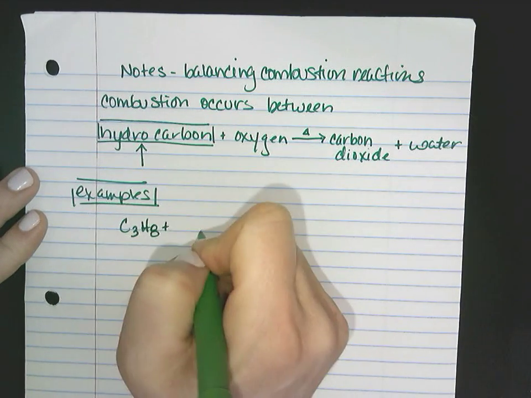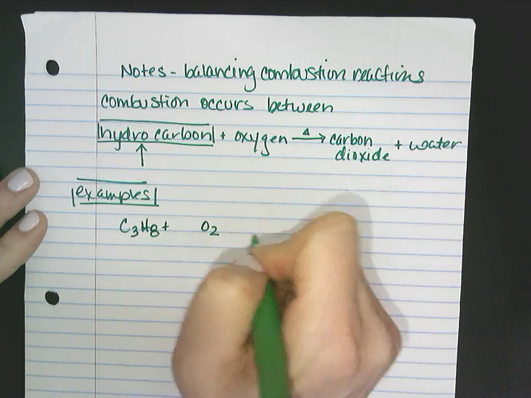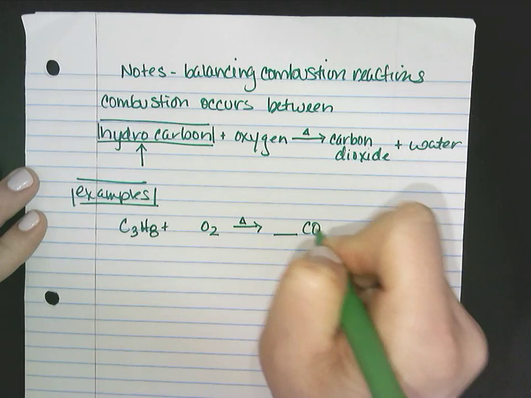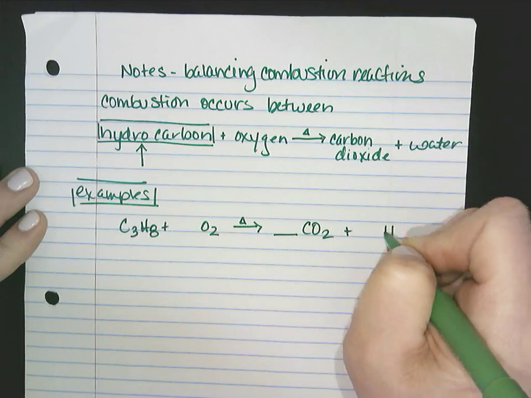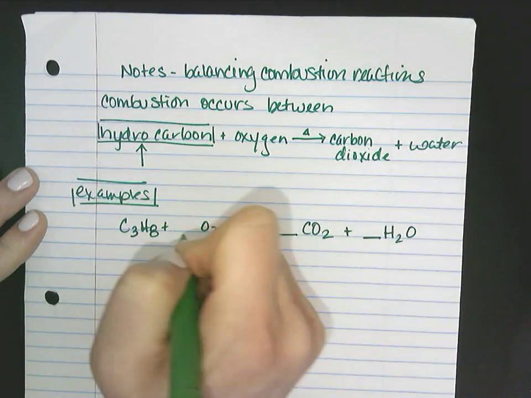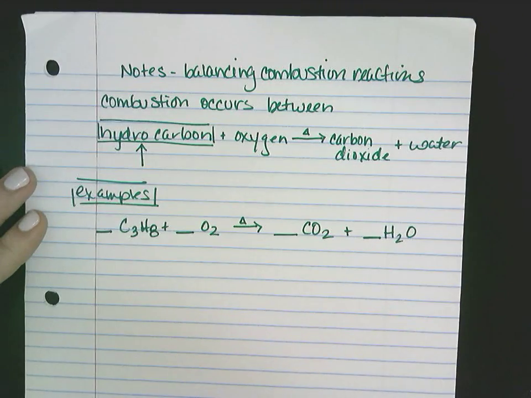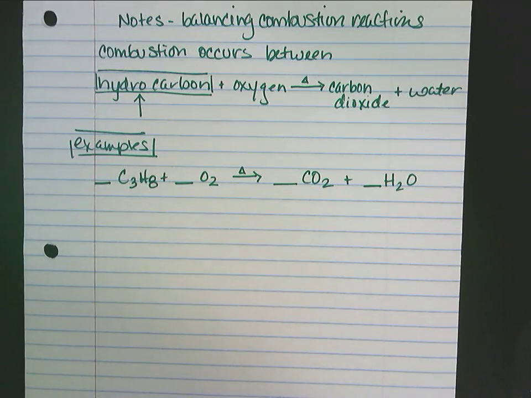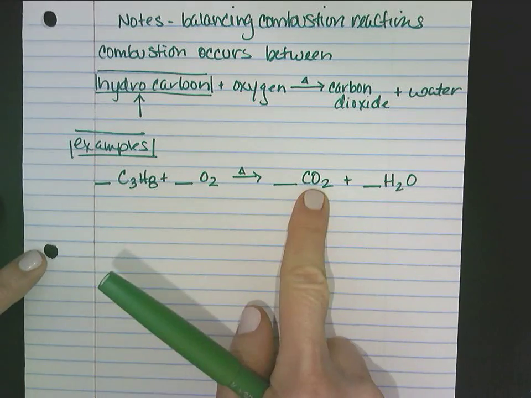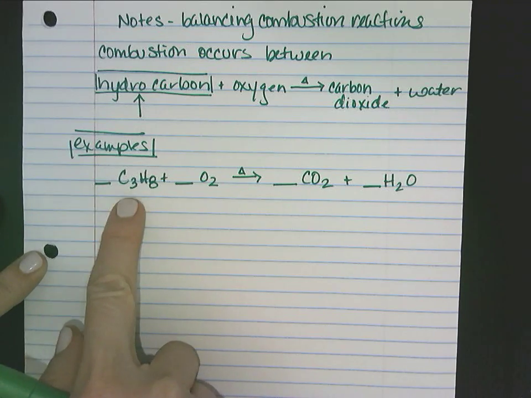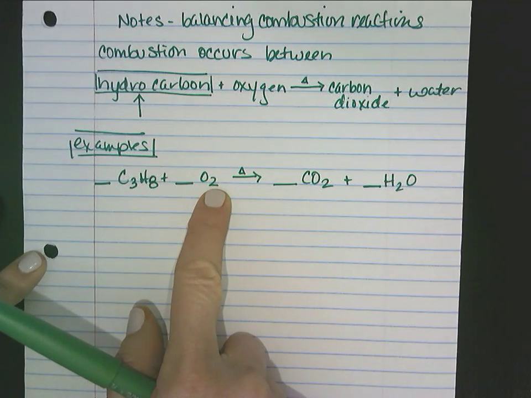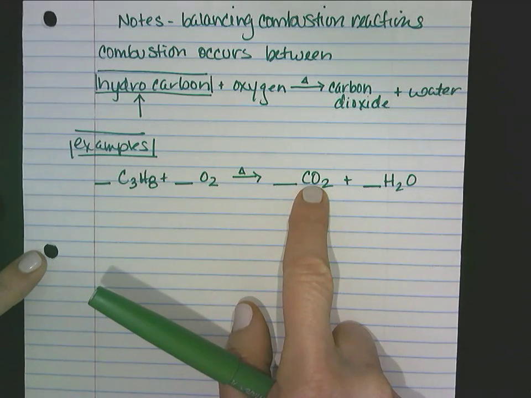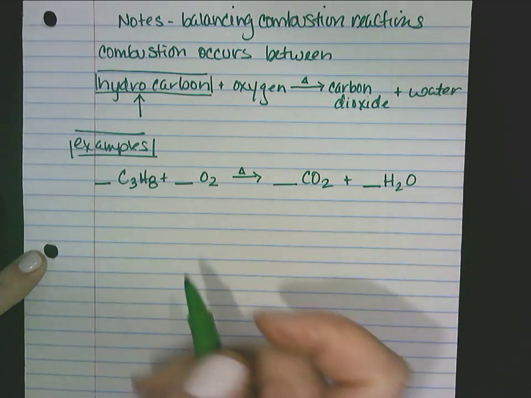C3H8 plus O2. Add a little bit of heat, and you'll produce CO2 plus H2O. And now we practice balancing combustion reactions. So the first thing you have to do is identify it as being combustion. Hydrocarbon, in this case C3H8, plus oxygen in the presence of heat produces carbon dioxide and water.